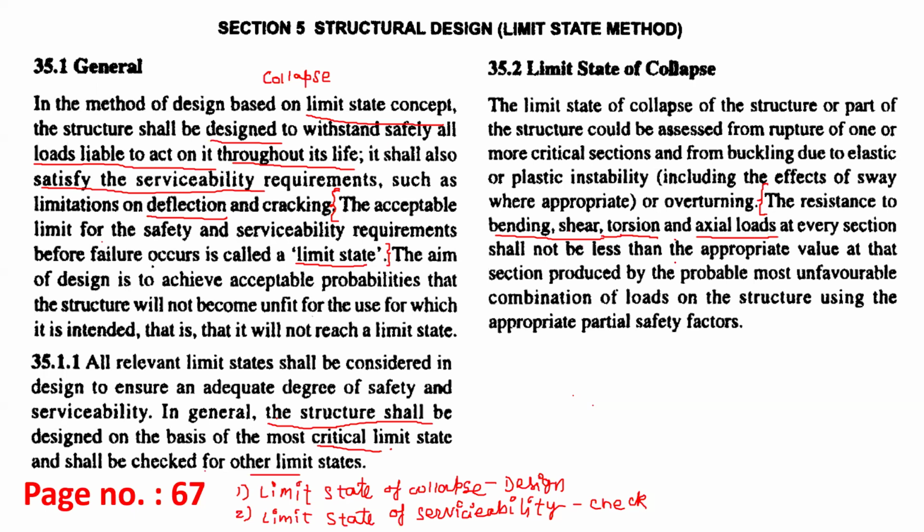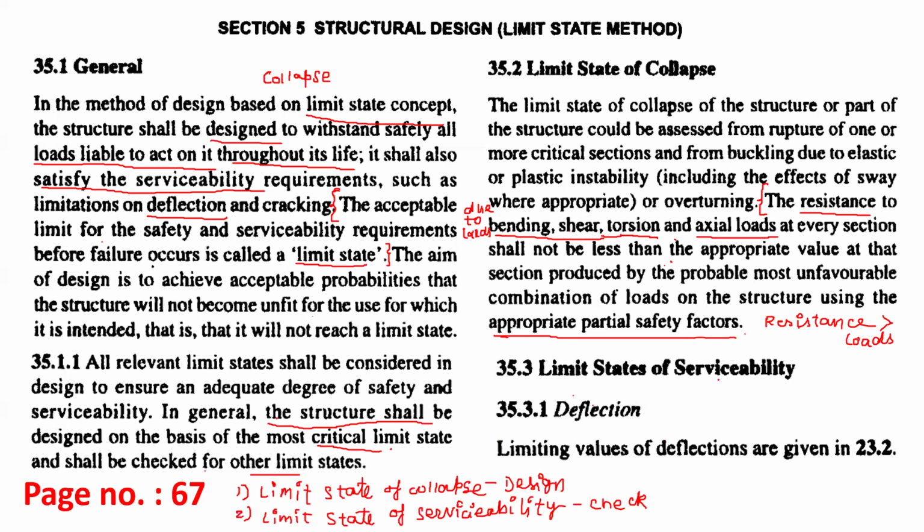So at every section shall not be less than, keep in mind, resistance to bending, shear, torsion and axial load, these are due to loads, and resistance is a property of the materials. And this resistance should always be greater than bending, shear, torsion, and axial load, which are due to external loads. So shall not be less than, means resistance is not less than appropriate value at that section produced by the probable most unfavorable combination of loads on the structure using the appropriate partial safety factors. Means our resistance should always be greater than loads. That we have to keep in mind.